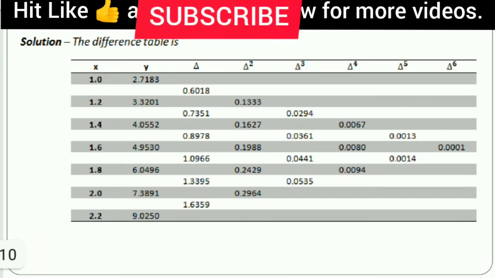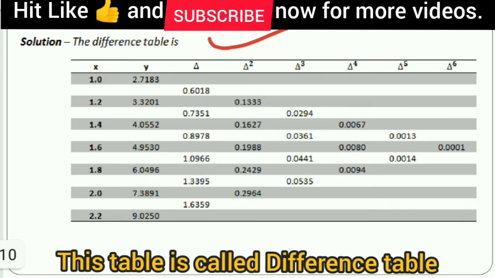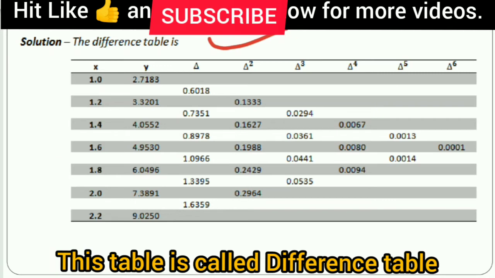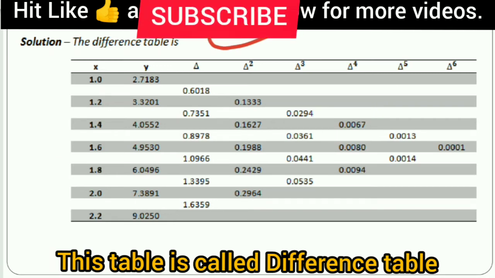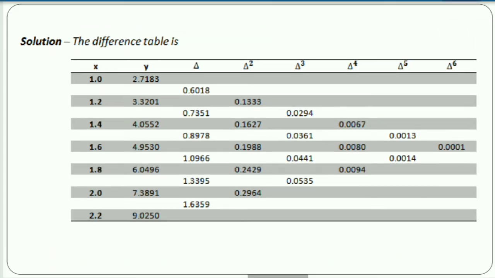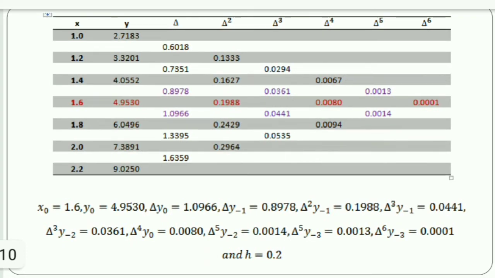So this is the difference table. We know how to make this table. If you don't know, just go and watch the previous videos. I have explained it in all the videos. So this is the difference table, and now we have to apply Stirling's difference formula.